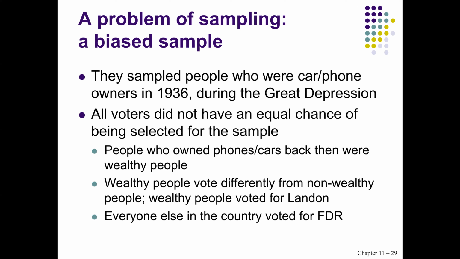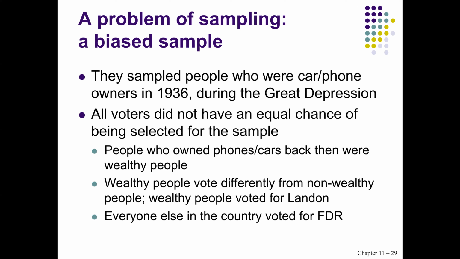However, wealthy people made up a small percentage of the population. And everybody else in the country who is not wealthy voted for FDR, voted for Roosevelt. And so Roosevelt won the election. So this is an example of how you can take a huge sample. You can have a really large sample size, right? They had 2.3 million people in their sample, and they got it totally wrong because they took the wrong sample.